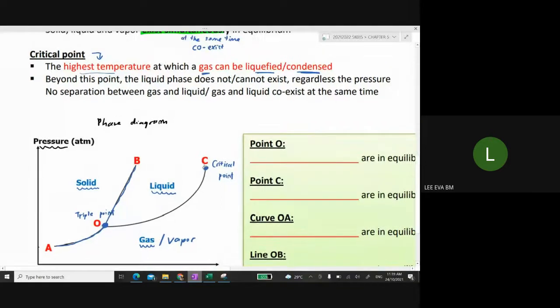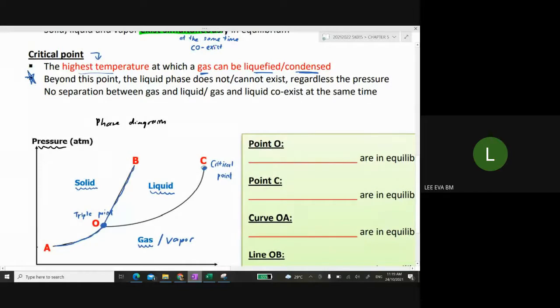Okay, so if you look at the second point over here, beyond this critical point, a liquid phase does not or cannot exist regardless how high the pressure you go to. So when we say this critical point is the highest temperature, after this point, no more liquid phase, no more gas phase. And we say also there is no separation between a gas and liquid, or we can also say gas and liquids coexist at the same time.